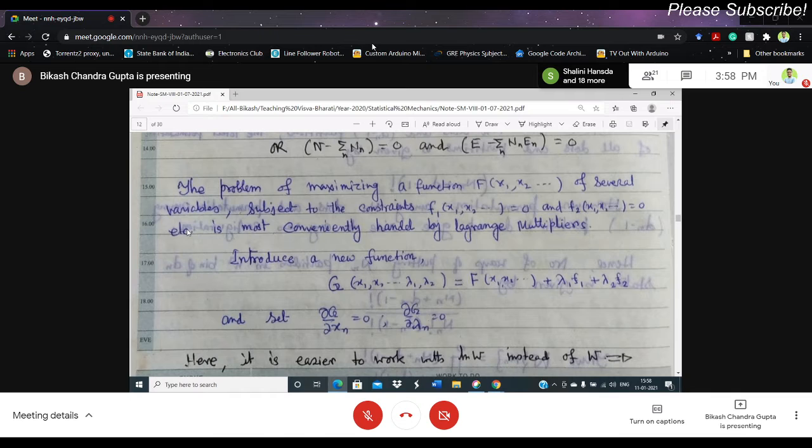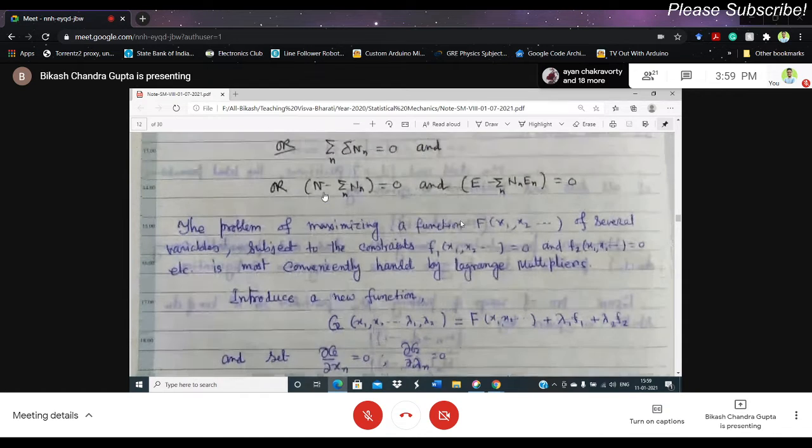And maybe there are other functions also. So f1 is 0, f2 is 0, and there may be many others. This is most conveniently handled by Lagrange multipliers. Basically, what we are going to ask is how can I optimize a function given the constraints, say this and this.